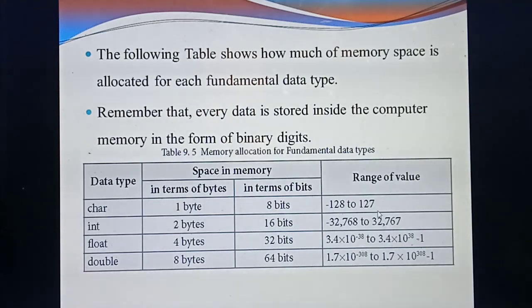Just read these values one time, no need to mug them up. Then 2 bytes, that means 16 bits, means minus 32,700 and so on. Just read it, that's all. The important one is: character 1 byte, integer 2 bytes, float 4 bytes, double 8 bytes. Understood? These are the memory allocations for fundamental data types.